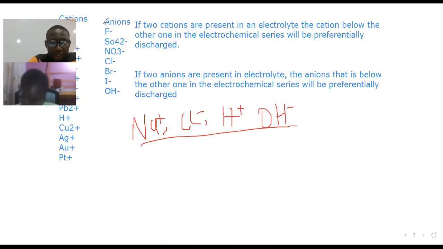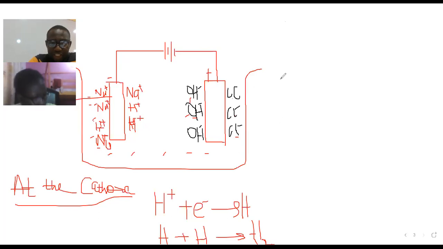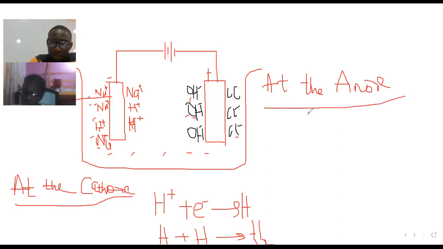Which ion will be discharged at the anode? Hydroxide. Why? Because chlorine is higher than hydroxide in the electrochemical series. So because of that, the hydroxide ion will be discharged.